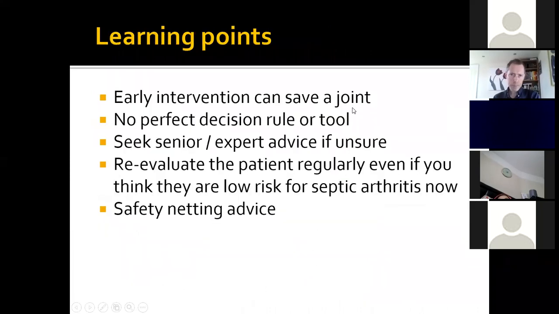So it's important to realize there is no perfect decision rule at all, but you do need to intervene early if you want to save a joint. And so I think in these cases, it's always worth seeking a senior review and other opinions and reevaluating a patient regularly. And even if you think they're low risk for septic arthritis, remember, they could be very early in the process. So having regular reevaluation of the patient with very rigorous safety netting is very important, even if you decide you're going to send them home because you're pretty certain it's a transient synovitis.